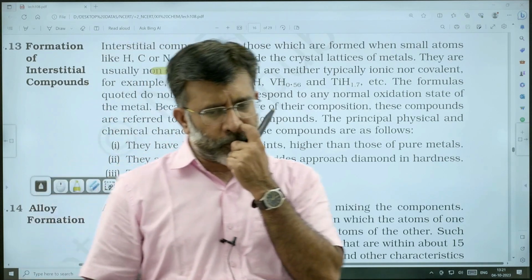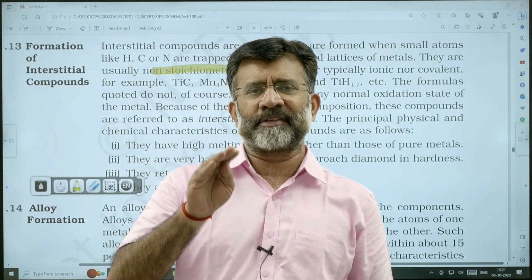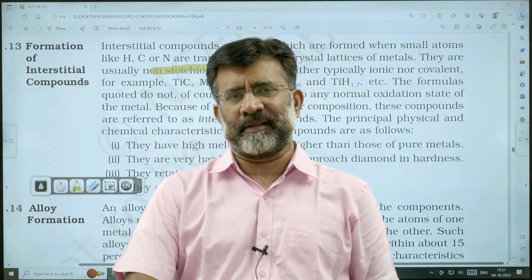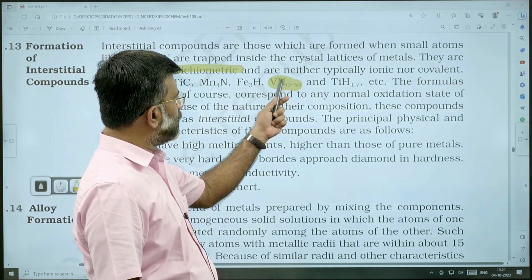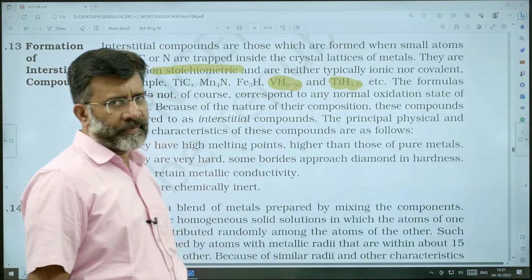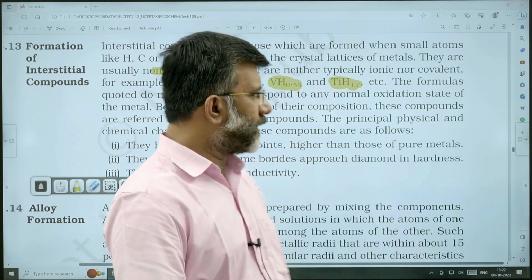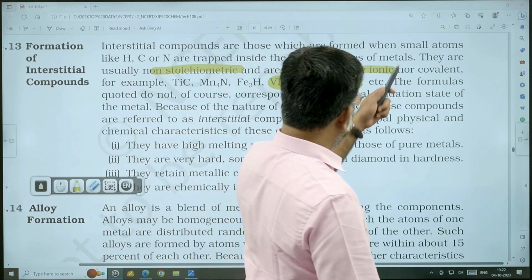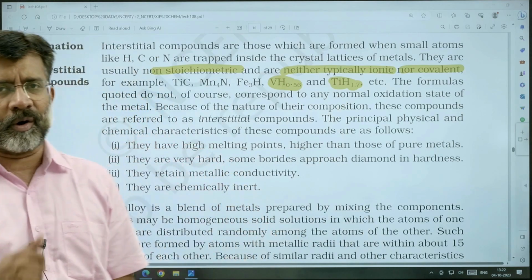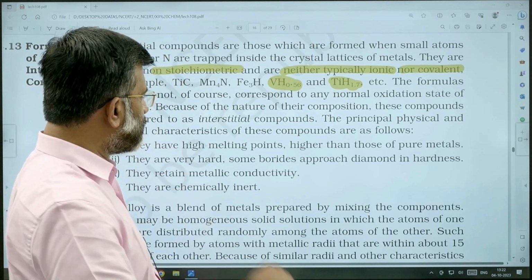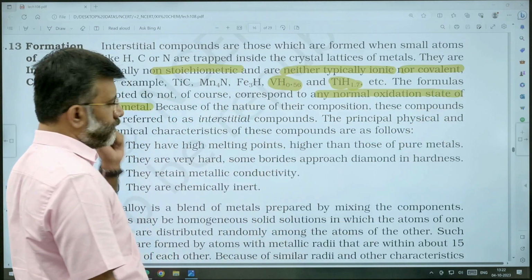What is meant by non-stoichiometric? Non-stoichiometric means that it does not follow a fixed composition, it has varying composition. Many compounds are non-stoichiometric in nature, mainly involving hydrogen, nitrogen, carbon, etc. They are neither typically ionic nor covalent. Sometimes non-stoichiometric also, corresponding to any normal oxidation state of the metal.